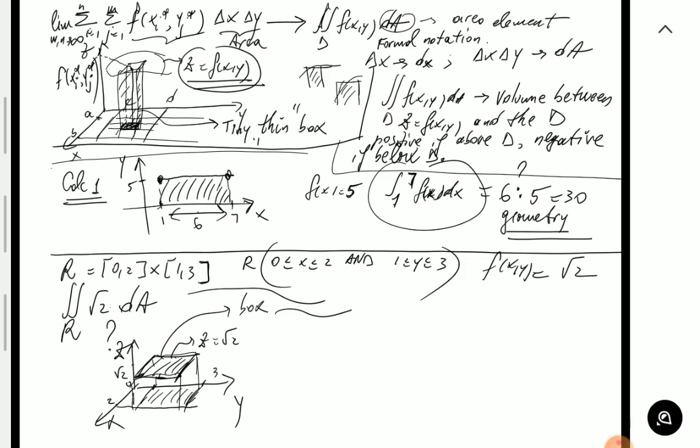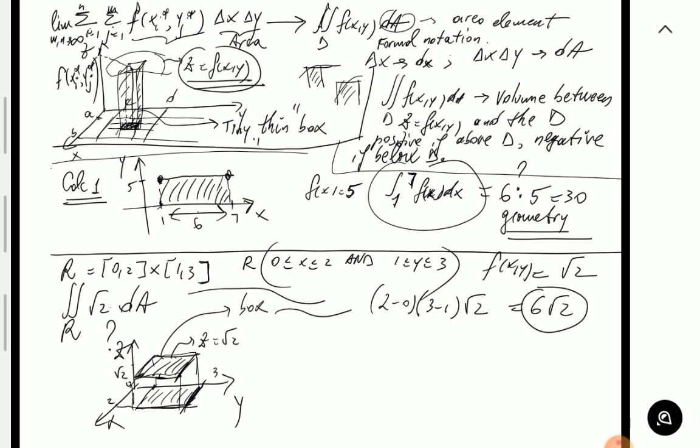What's the volume of a box? Well, it's the area of the base, which is 2 minus 0 times 3 minus 1, times the height, which is square root of 2. In this case, it's 6 square root of 2. So we don't need integration to compute the double integral.